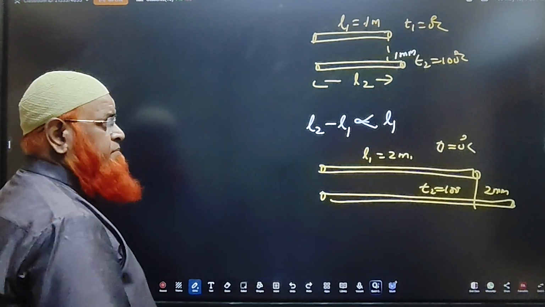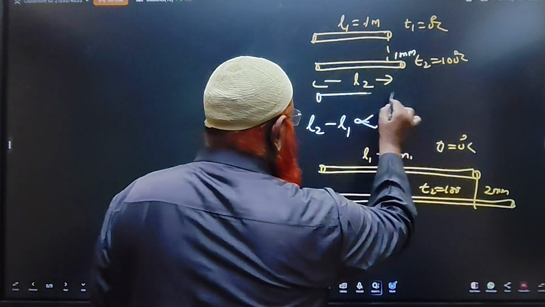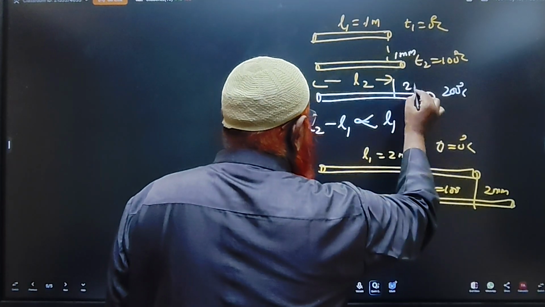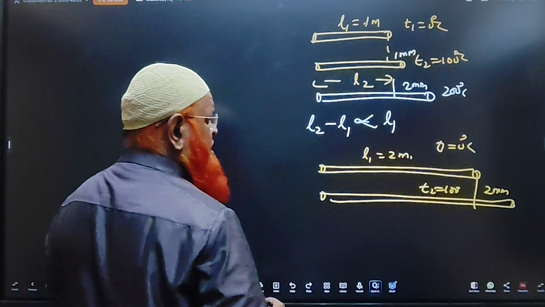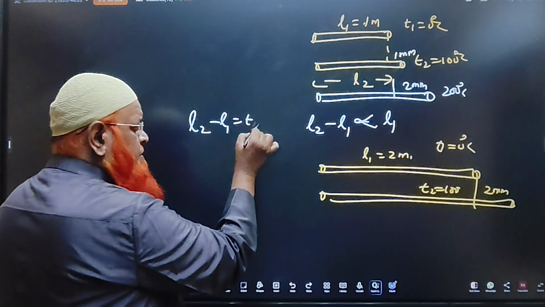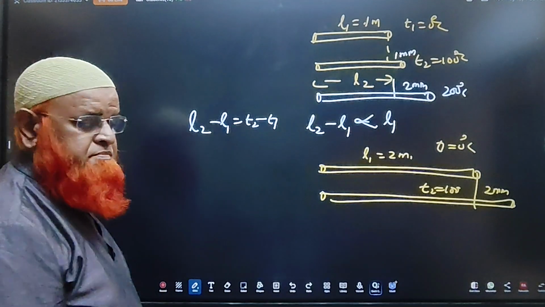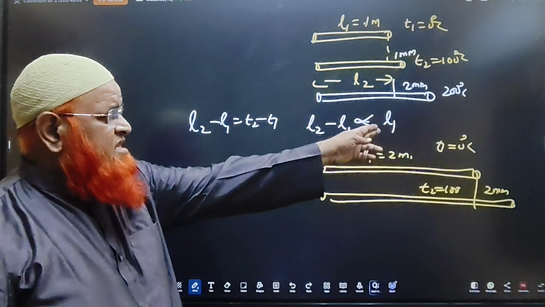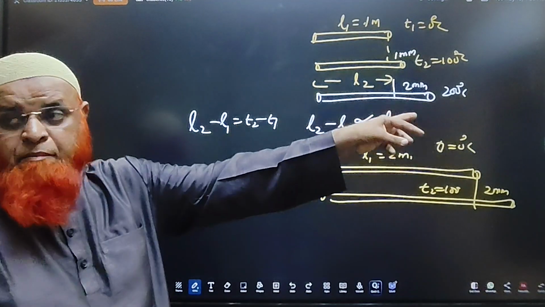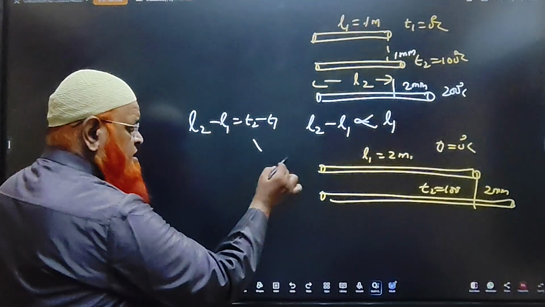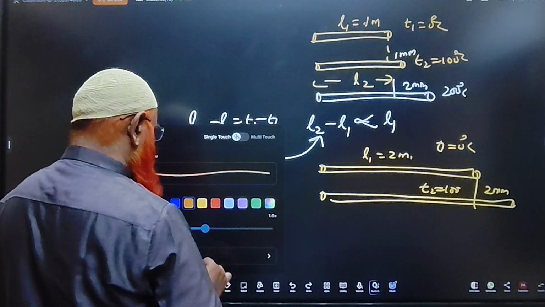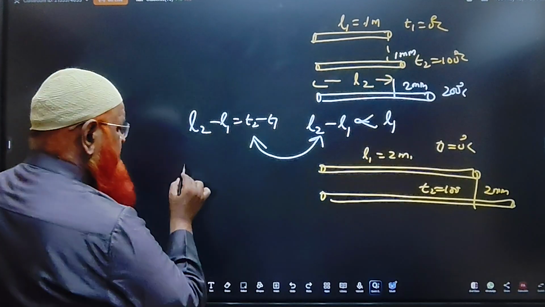Okay. For example, you have heated the same rod to 200 degrees Celsius. Then the increase in length becomes 2 mm. So one more relation you are getting: the increase in length is directly proportional to the rise in temperature. Increase in length is directly proportional to length, and increase in length is directly proportional to increase in temperature. If you join these two, you will get a new relation. What is the new relation?